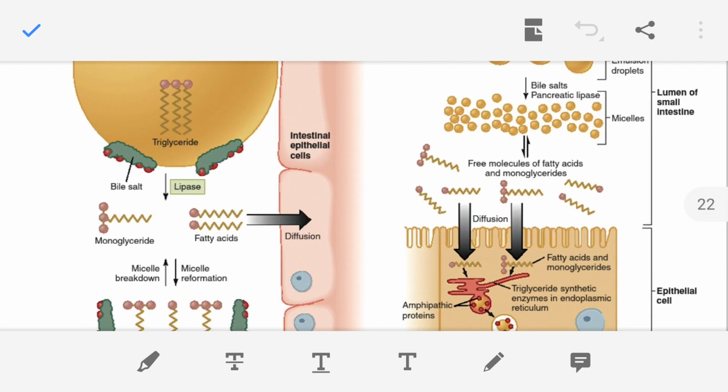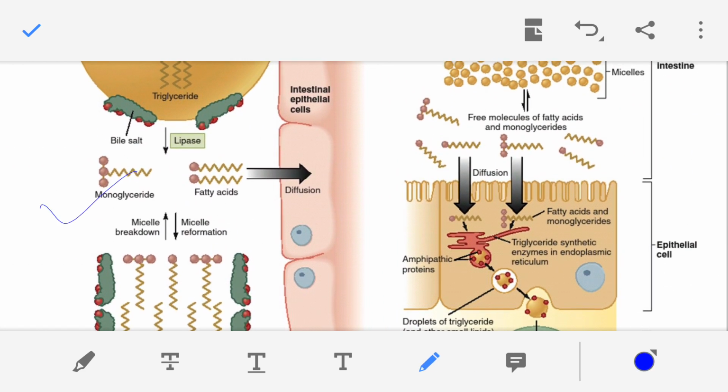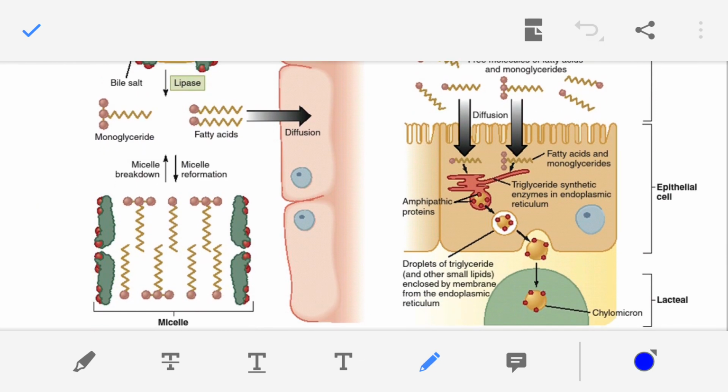So now what is happening? This monoglyceride and fatty acid, you see, take part in the micelle formation. And how are the micelles formed? This monoglyceride and fatty acid are surrounded by bile salt. So in the micelle, what is there? In the micelle, monoglycerides are there, and the liberated fatty acids are there, and they are surrounded by the bile salt. This structure is known as the micelle.